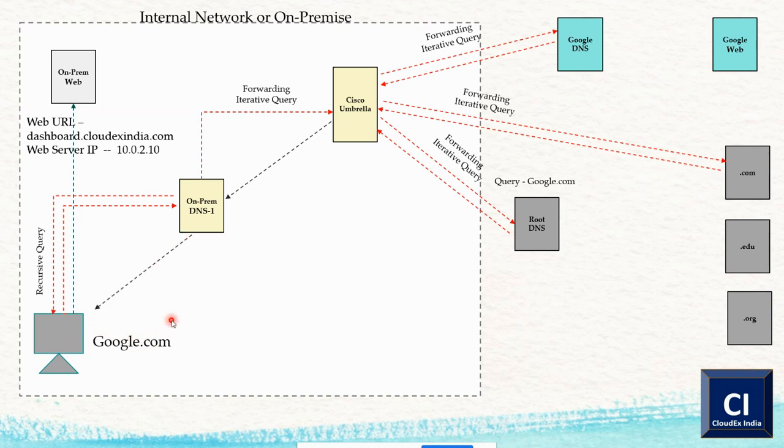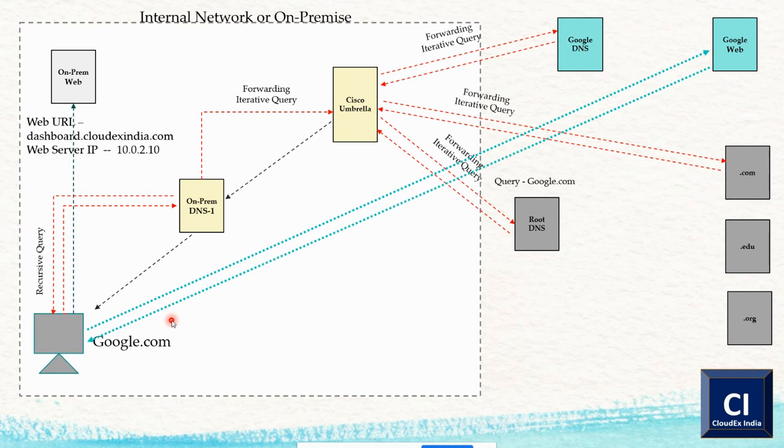And now the client, what does it do? The client now has the IP address of google.com. It can reach google.com directly, and google.com gives the response. So this is how your DNS service works. Since the client did not get the response from my on-premises server, it got the response from Cisco, the query response will be known as a non-authoritative query. So this is how your DNS service works, and I hope you understand the whole concept.